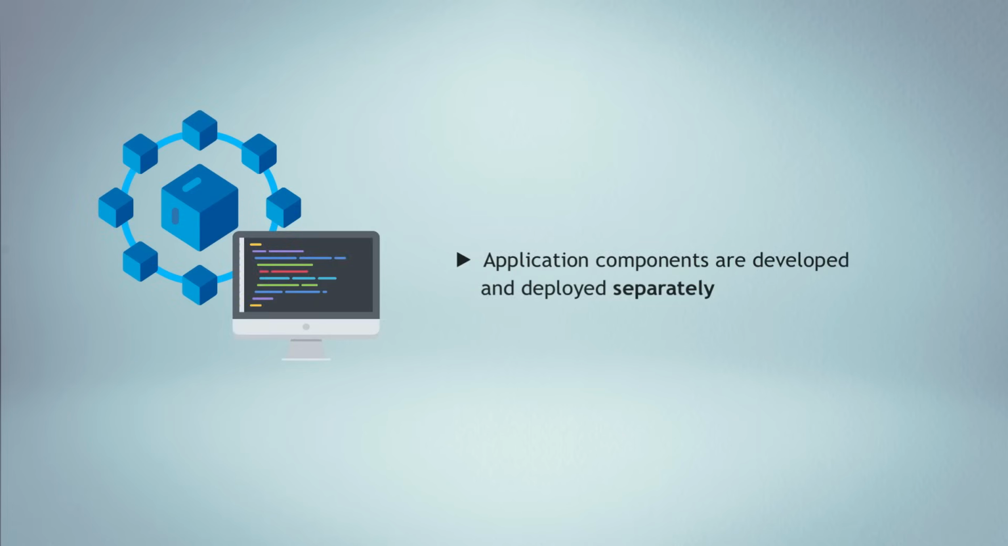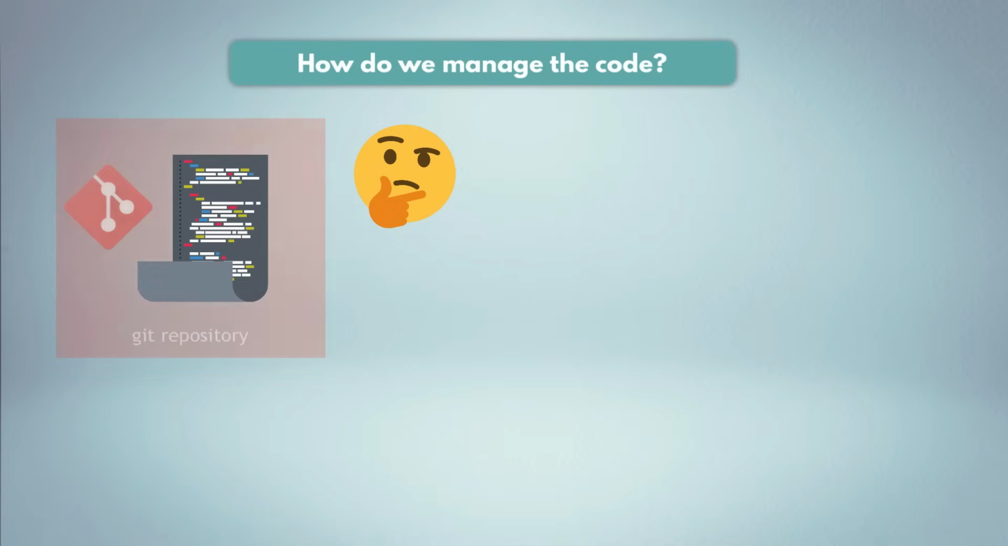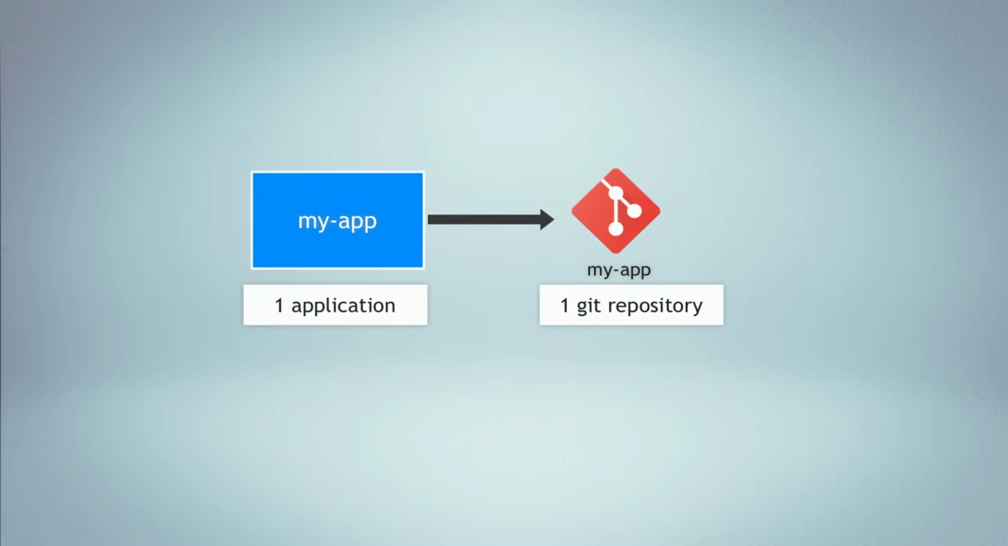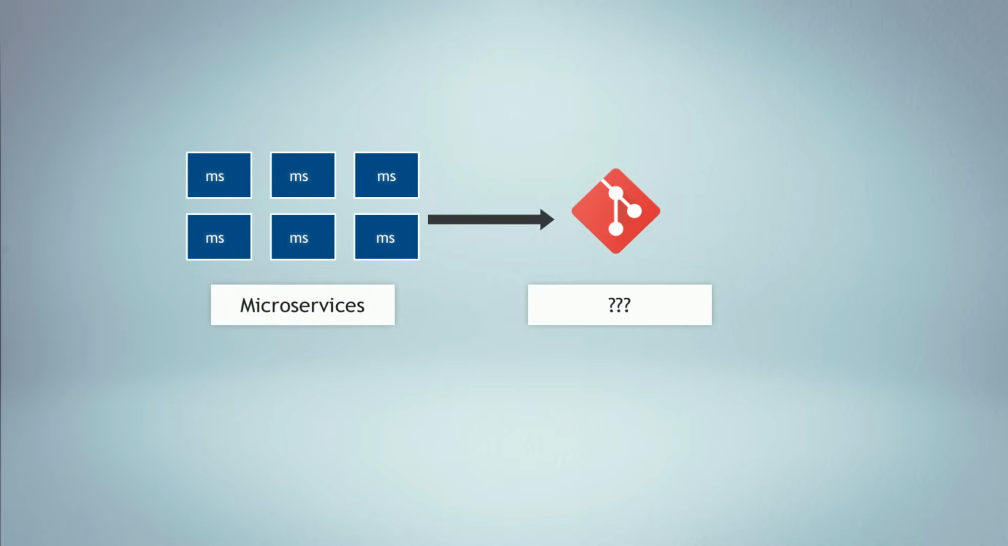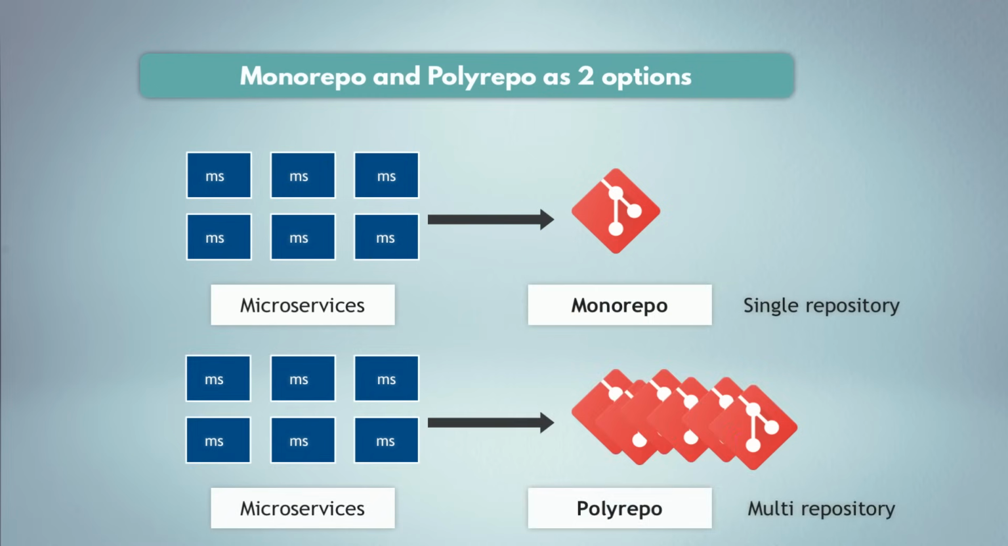Now, we said microservices is when application components get developed and deployed separately as individual micro applications. So the question is, how do we manage the code for microservices application in a Git repository? Like GitLab, for example. With one project, it's simple. We just have one application and it gets its own Git repository. With microservices application, we have two options for how the code is managed. Monorepo, which stands for single repository, and Polyrepo, also multi-repository.